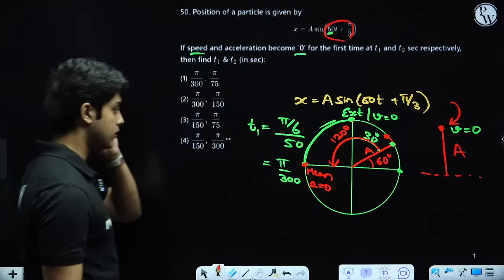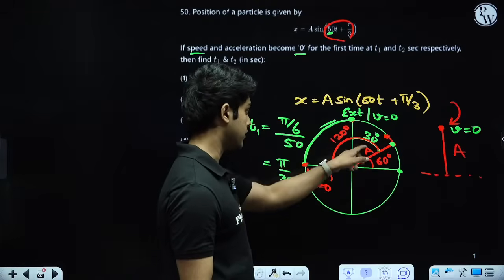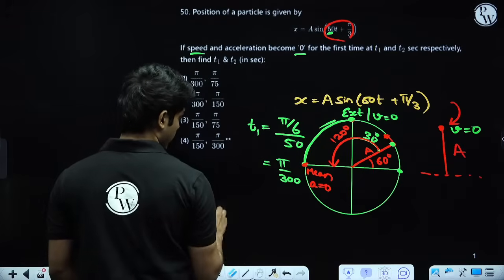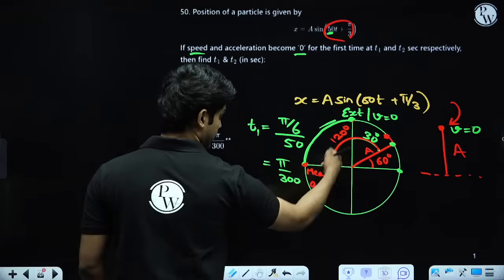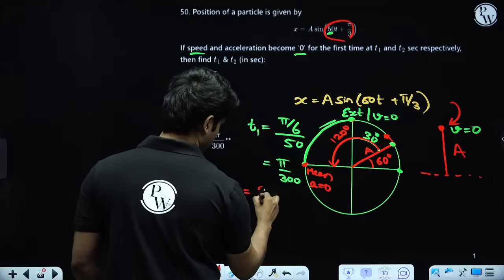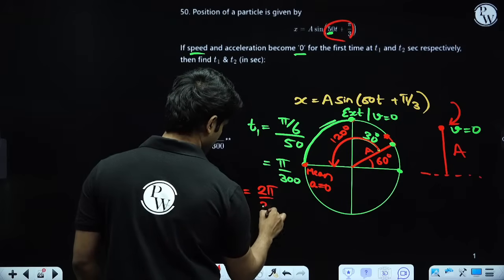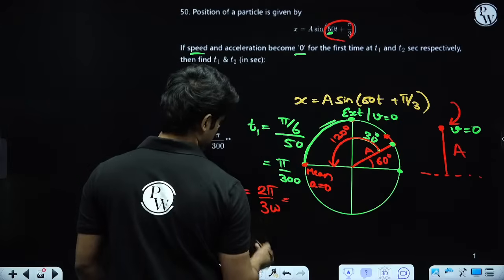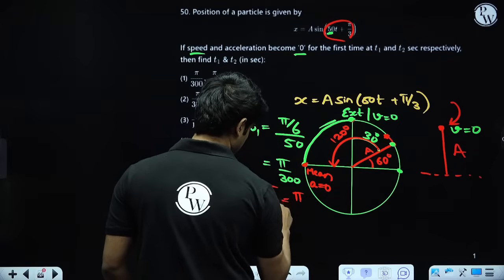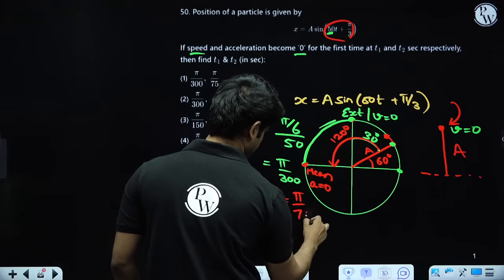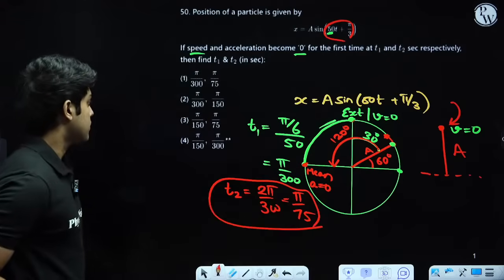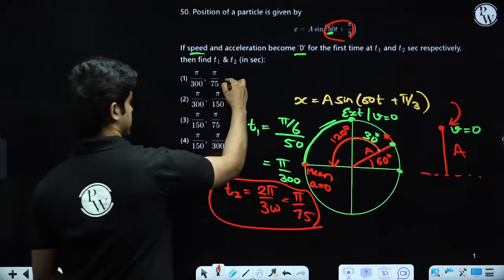120 is 1/3 of the total time period, right? 120 is 360 divided by 3. So the total time period is 2 pi by omega. So this time t2 is 2 pi divided by 3 omega, angle by omega once again, and omega is 50. So pi divided by 75. This is when the acceleration becomes 0. So pi by 300 and pi by 75.